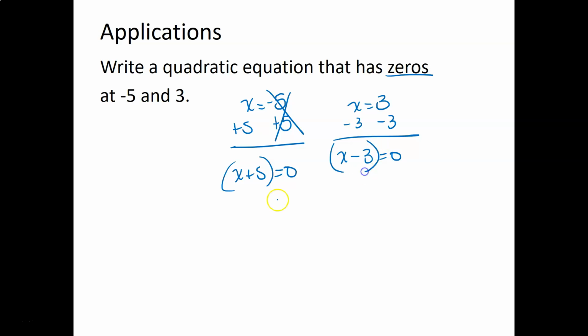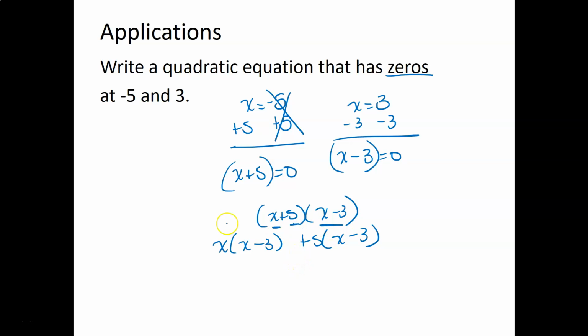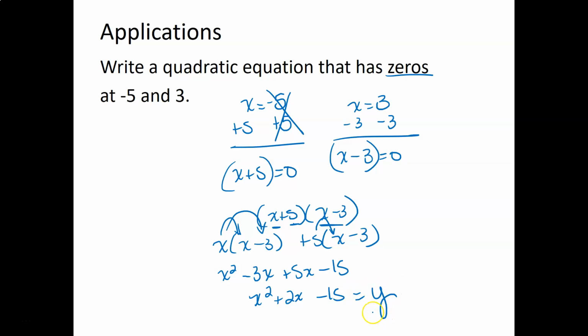These are now my two factors. I have x plus 5 times x minus 3, and I'm going to multiply this. X times x minus 3 plus 5 times x minus 3. Remember, both of these things get multiplied by the binomial. I'm going to distribute x squared minus 3x. Distribute again, plus 5x minus 15. I'm going to simplify, so that's x squared plus 2x minus 15, and that is my quadratic equation.